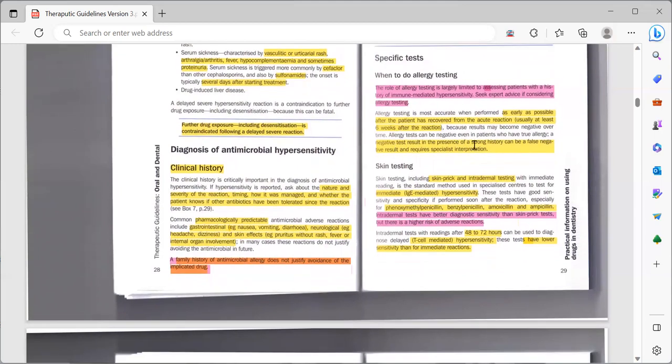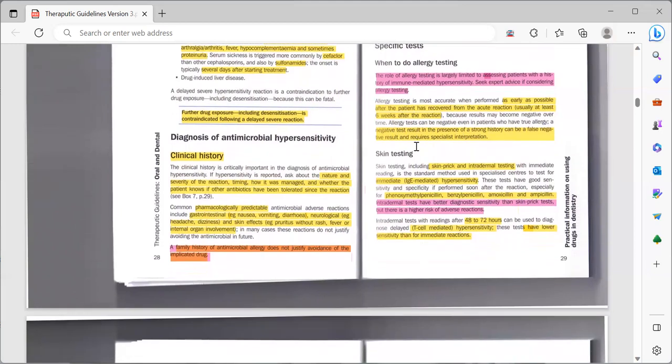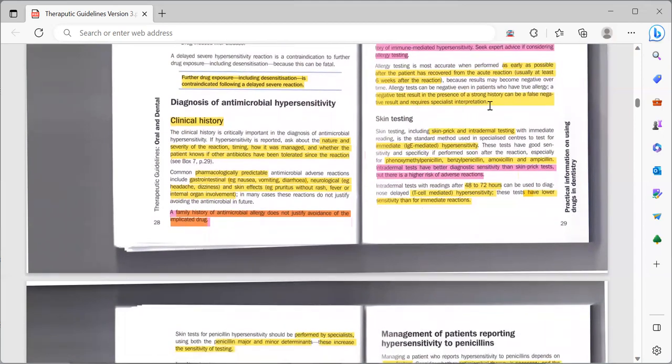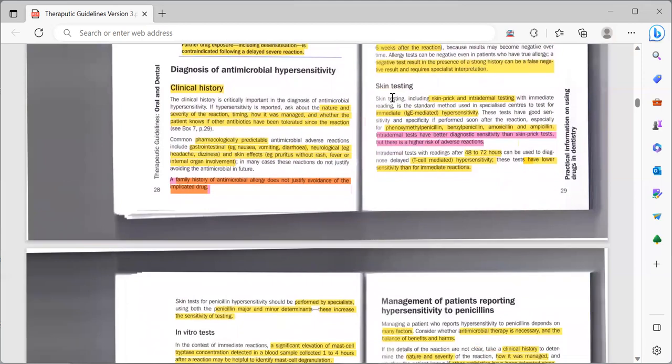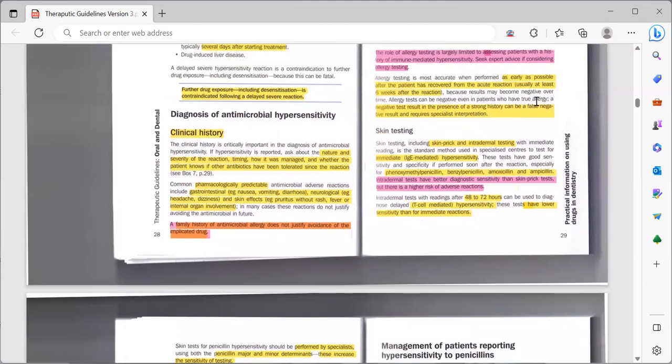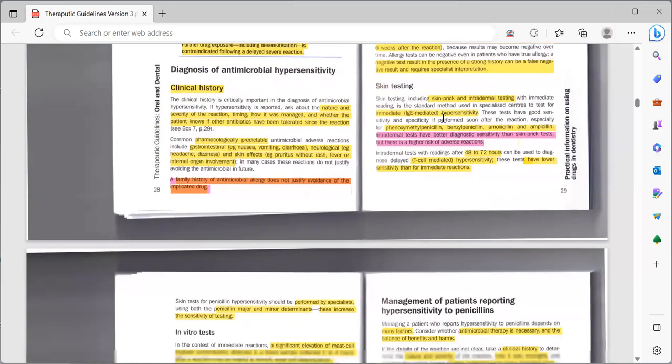An allergy test can be negative even in patients who have true allergy. A negative test result in the presence of a strong history can be a false negative result and requires specialist interpretation. Okay, so when you are too sure, like this patient has the true allergy, but the result shows that it is not a true allergy, then you need to take specialist advice on that.